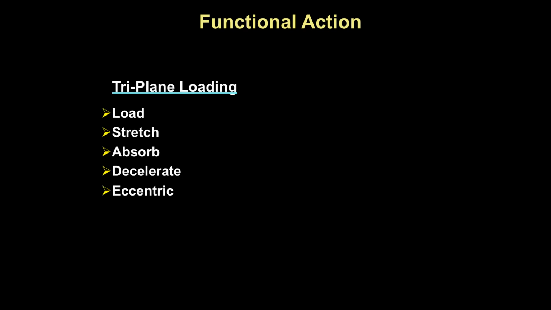Functional action. All muscles, all joints work in 3 planes of motion. All muscles have a triphasic action: deceleration, stabilization, and acceleration. To effectively and efficiently move in all 3 planes of motion, all myofascial tissue must move through triplane loading and triplane unloading. The characteristics of triplane load are load, stretch, absorb, decelerate, or what's commonly referred to as eccentric contraction. The books don't tell us this. The books don't tell us about the first 4: load, stretch, absorb, and decelerate.